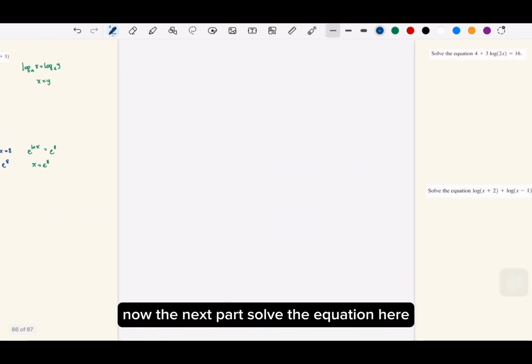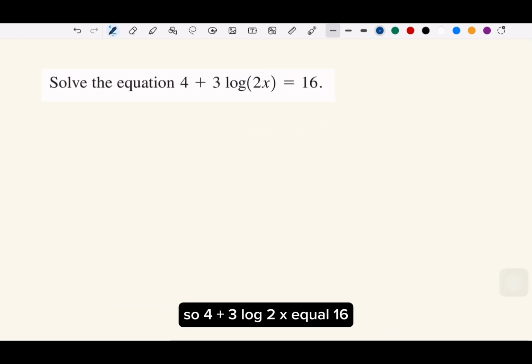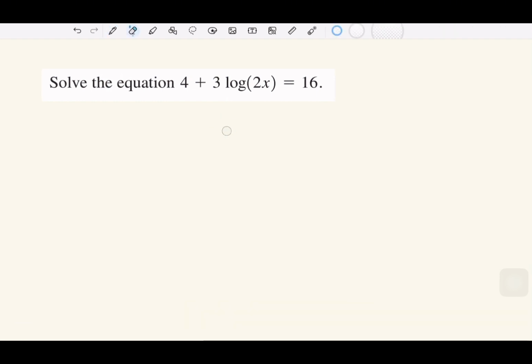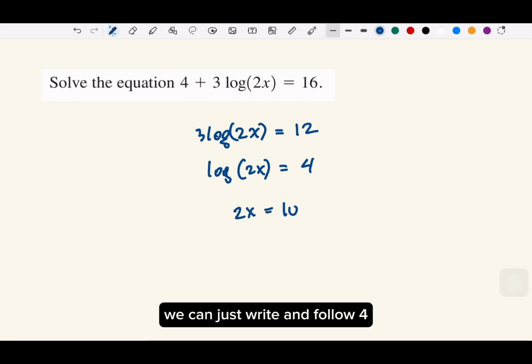Now the next part, solve this equation here. So 4 plus 3 log 2x equals 16. So first we simplify the equation. 3 log 2x is equal to 12. And then we divide by 3, we get 4. Okay, and then 2x, because it's base 10, we can just write 10 to the power of 4. So x is 10,000 divided by 2, it's 5,000. I think very clear and simple.